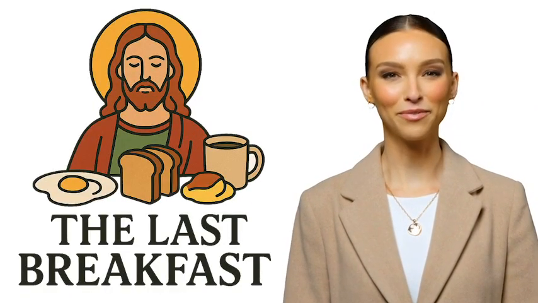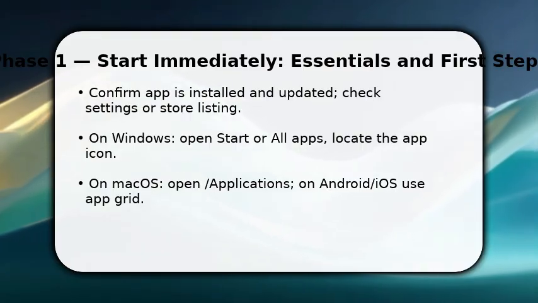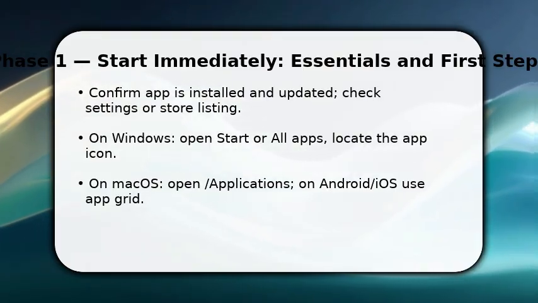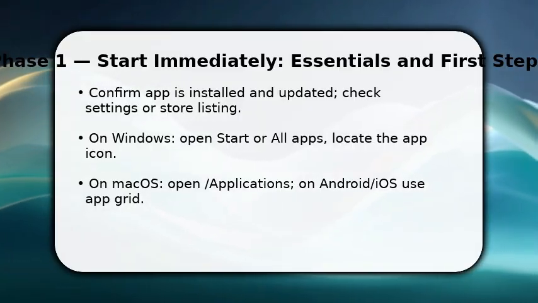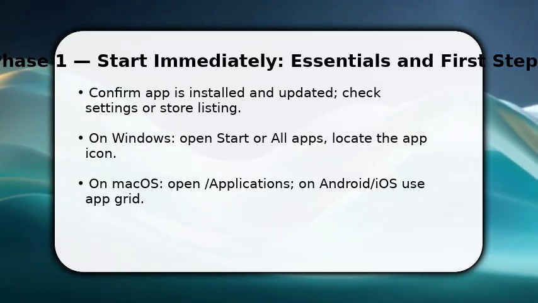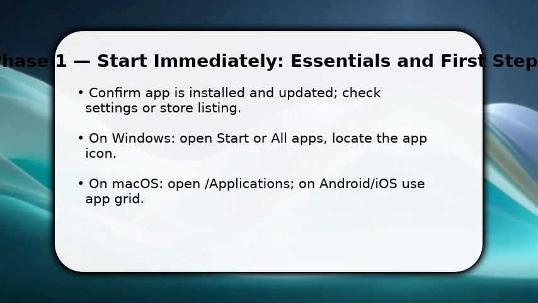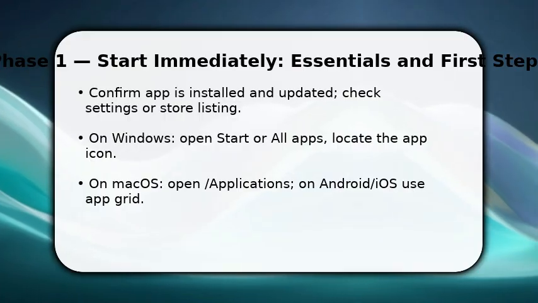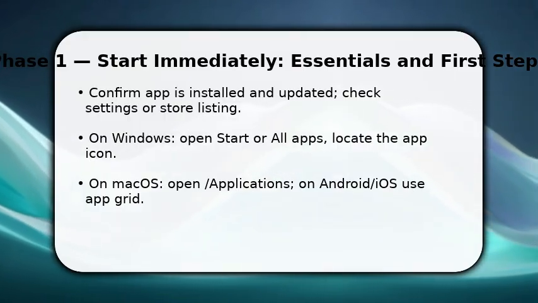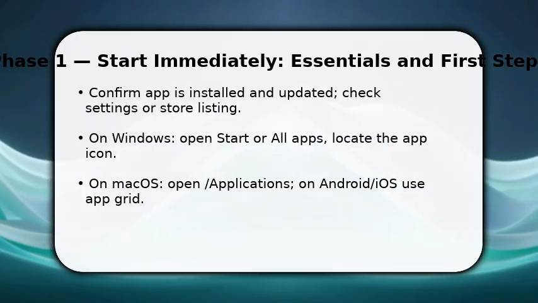Please enjoy the video. You begin by verifying the app is installed and up to date. That avoids broken shortcuts later. Once done, open the System App List. Start on Windows, /Applications on Mac OS, or the Apps grid on mobile. Make sure you have permission to modify the desktop or home screen. Then select the app icon so you can create a shortcut. This first action places you in the right UI and prevents common mistakes when creating direct access.